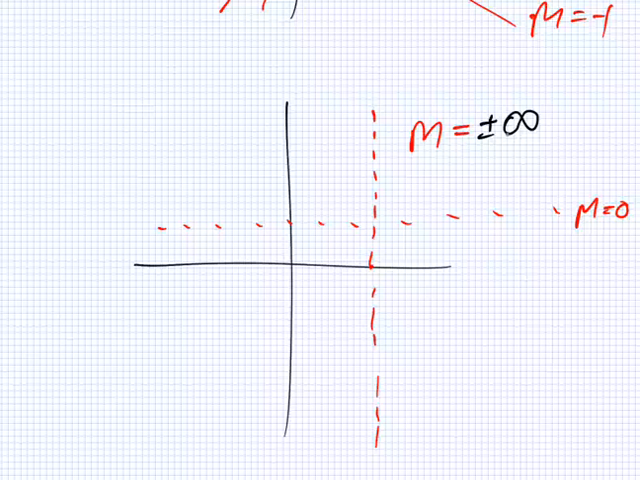So for example here, find the equation of the line from, let's go with 1, minus 1 to 6, 9.